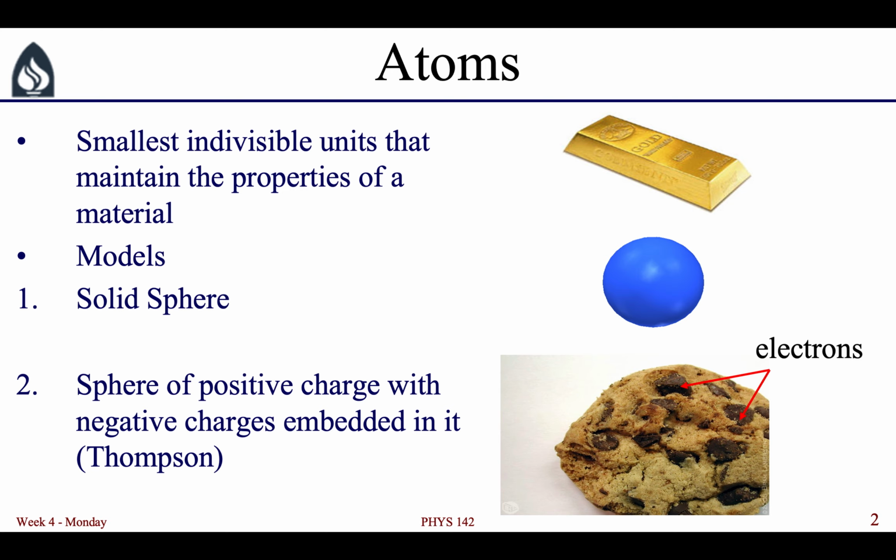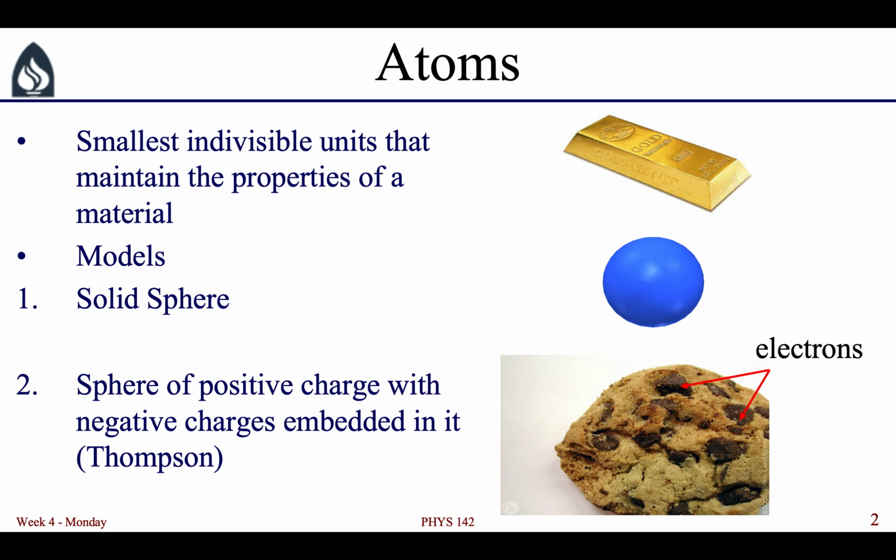So if you think of a gold bar, if you cut the gold bar in half, then you'd have two smaller gold bars. If you continue cutting, you'd have smaller and smaller and smaller gold bars until you are left with single atoms of gold. And those are the smallest units that you can have and still have gold.